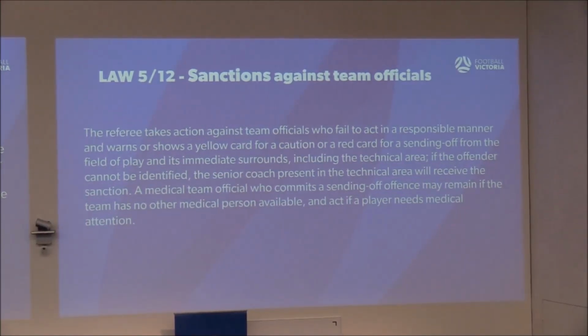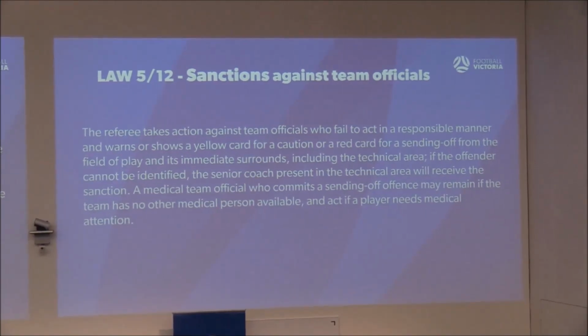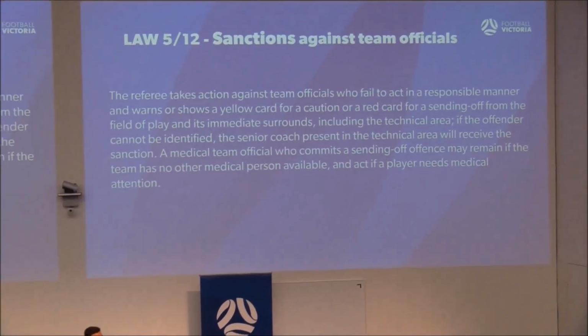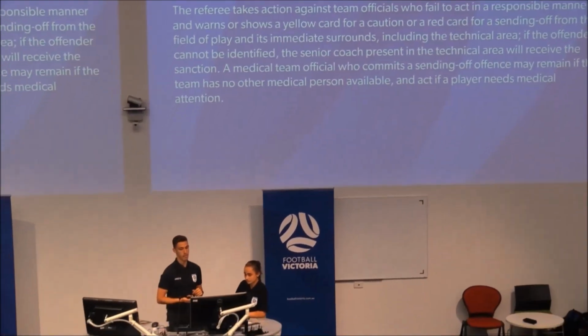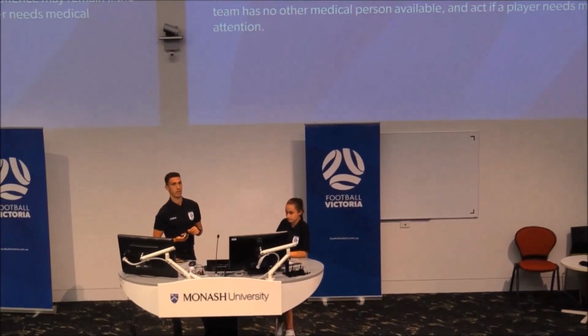As I said, the experiment with the yellow and red card for misconduct was successful and revealed many benefits, including helping younger referees deal with difficult adult coaches. If the offender cannot be identified, the senior team official, so generally the coach in the technical area, will be the one that's cautioned. In a couple of moments we'll see a couple of clips where that's visible. But really simple: the referee takes action against team officials who fail to act in a responsible manner.